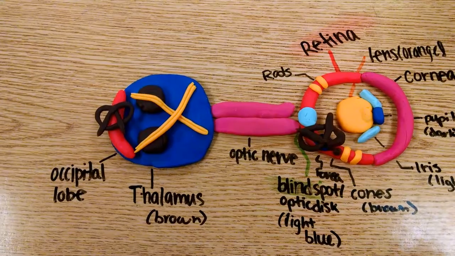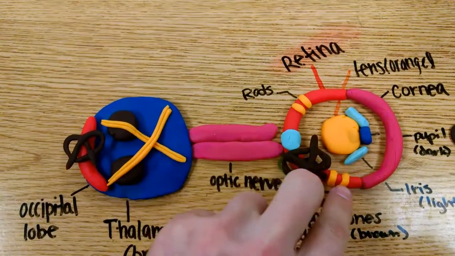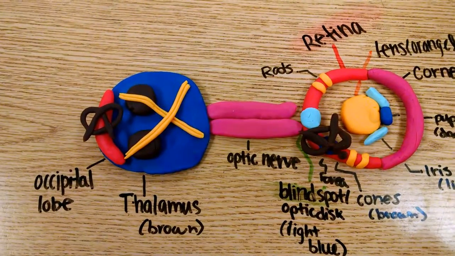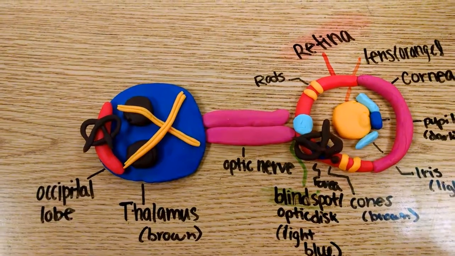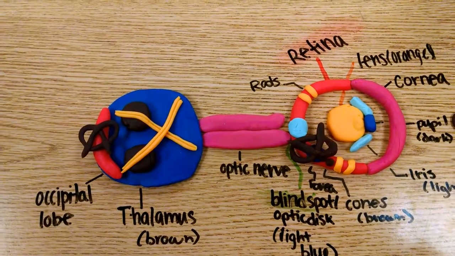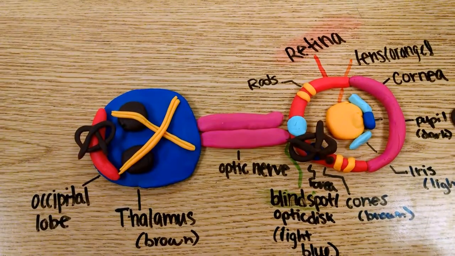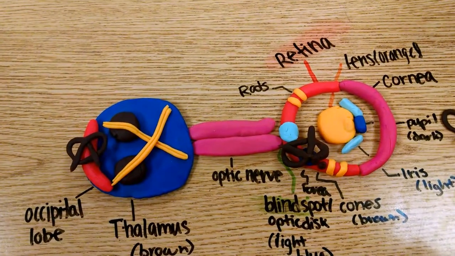The light should then be focused on the retina, which is this red part, and it is a part of the eye which sends the electrical signals to the brain for interpretation. But first, we have to understand what we're seeing.